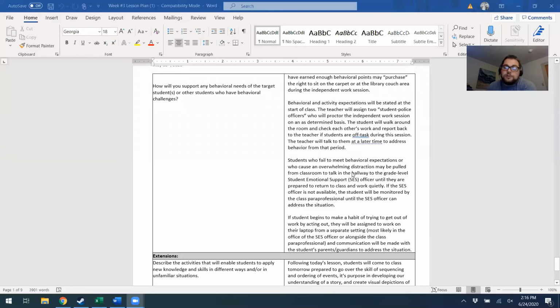Students who repeatedly fail to meet behavior expectations or who cause an overwhelming distraction may be pulled from the classroom to the hallway to the grade level SES officer, a student emotional support officer, until they are prepared to return to the class and work quietly. If the SES officer is not available, the student will be monitored by the classroom paraprofessional until the SES officer can address the situation. Now, there weren't an overwhelming amount of instances this year of students needing that heavy level of intervention. Last year, there were a few more incidents.